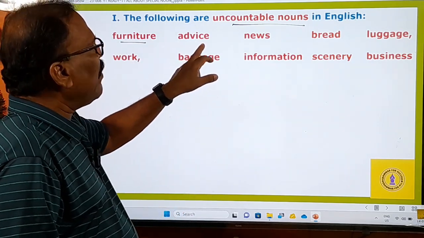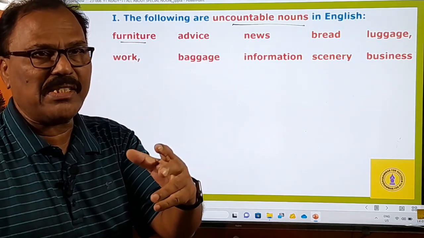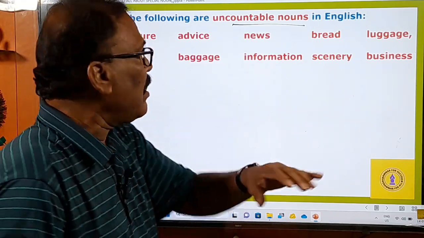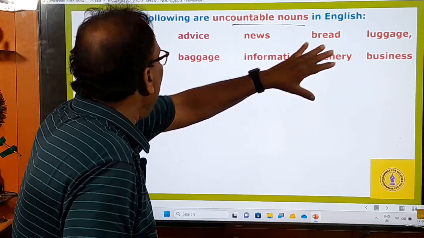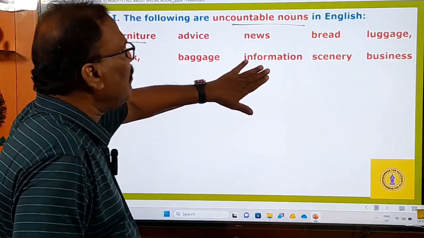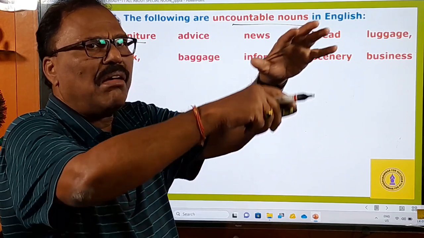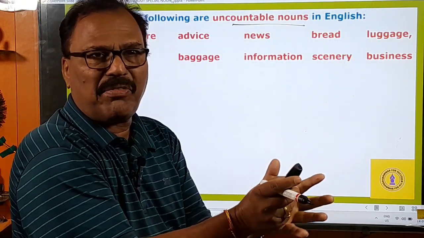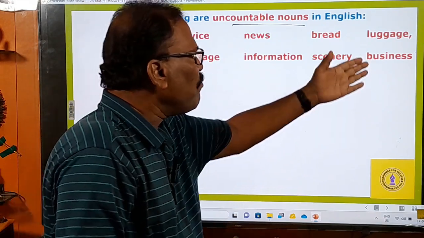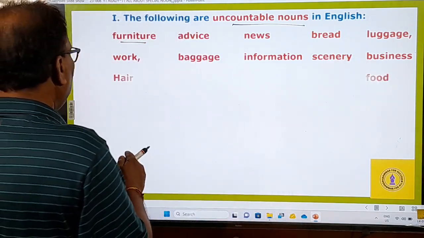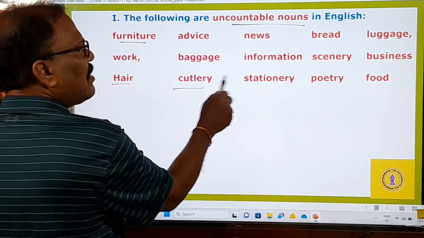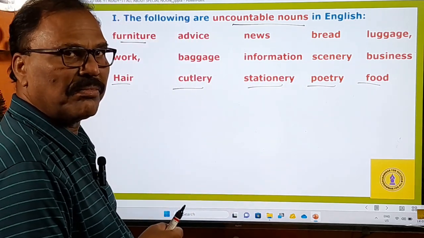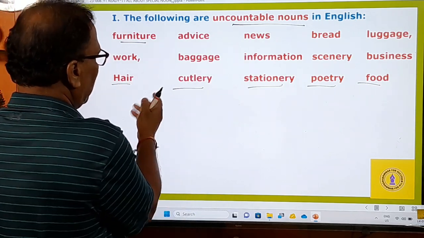Advice, news. You cannot say one advice, two advices, three advices. You cannot say one news, two newses, three newses. You cannot count them. Bread, language, work, baggage, information, scenery. Scenery means a picturesque view or a landscape, a big view of some beautiful landscape. Business, hair, cutlery, stationery, poetry, food. You cannot say foods. You cannot say hairs.